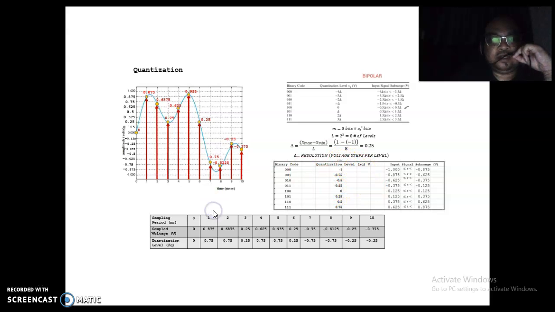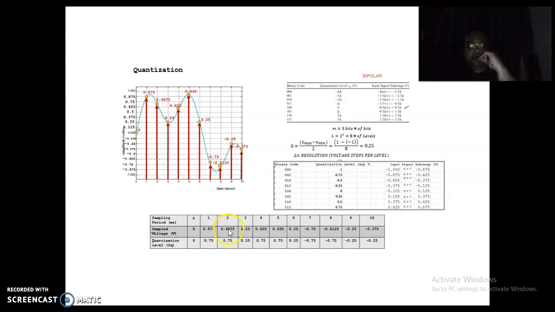To illustrate, at sampling period time 0, the voltage sampled is 0, so the quantization level is also 0. Why? As you can see in the graph, 0 is found here, so it falls within this range. It will be given a quantization level of 0 and a binary code here. And then for sampling number 1, time 1 millisecond, the reading is 0.875.